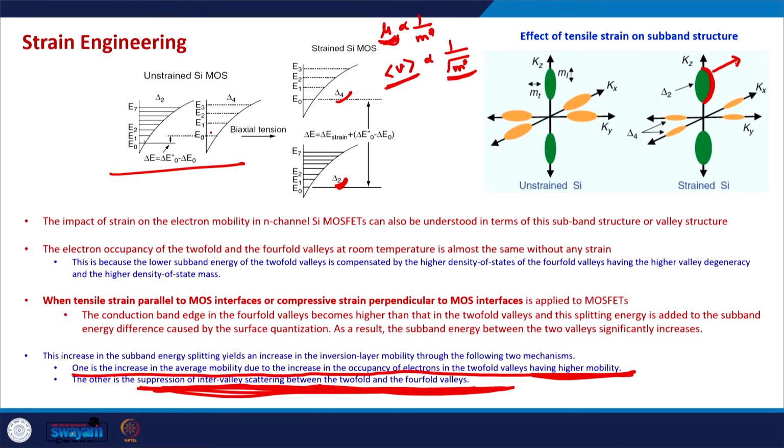Okay, essentially two takeaways are there. One is because of the strain, effective masses are modified. Second is inter-valley scatterings are reduced, and because of these two things, the injection velocity and the mobilities are increased. So please keep these things in mind.